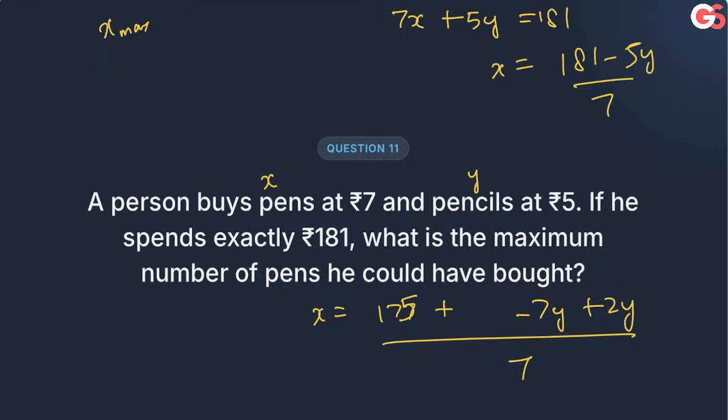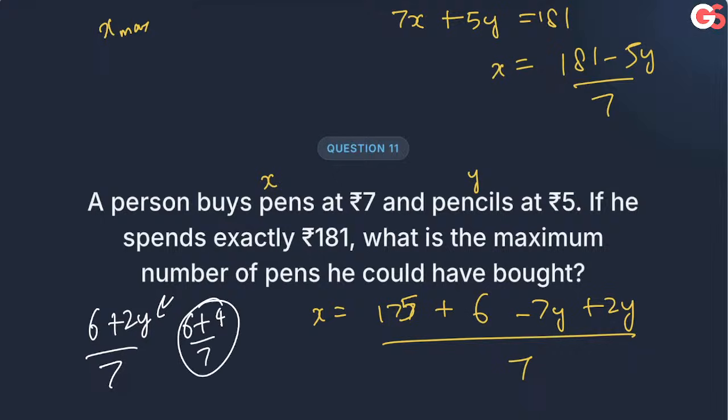Okay, clear? So 175 minus 7y is already divisible. The only thing we are concerned with is (6 plus 2y) upon 7. To make it completely divisible, what do I need? 7 or 14. Can I make it 7? 6 plus 2y, no, 7 cannot be made, y has to be an integer, a natural number. y can be 2. If I put y as 2, I get 6 plus 4. No, still not working. What if I put y as 4, I want to make 14. I get 6 plus 8 upon 7, which is 2. Now it's fine. Is that clear?